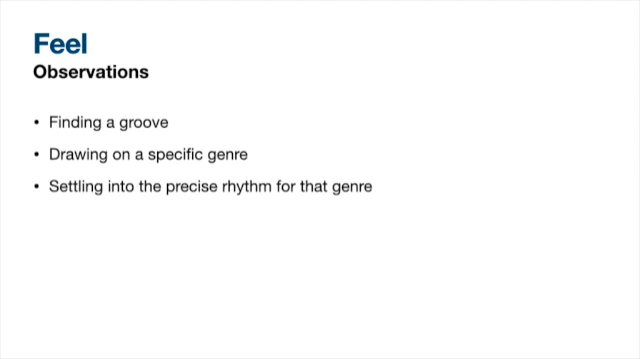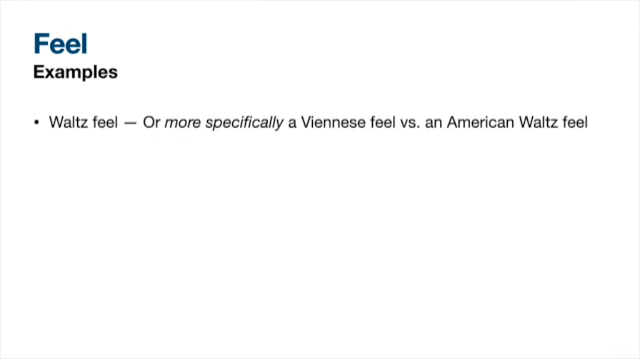So in order to achieve that, research rhythmic writing examples. Take a look at how the genre that you're trying to draw on is notated so that it will be similar to what musicians expect to see when they play that genre. Some examples of how this might work, well, we could be specific. We could say we have a waltz feel, or be more specific and say it's a Viennese feel, which is different from an American waltz. So how do we draw on the waltz? Well, it depends on which waltz we're thinking of.